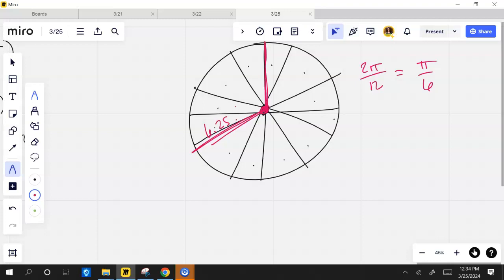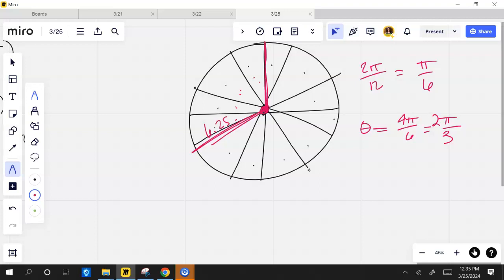So I've got 1, 2, 3, 4 because there's 2 pi in the entire circle. My theta is going to be 1, 2, 3, 4 of those. 4 pi over 6, which is 2 pi over 3. Each one of these is pi over 6, because if you take 2 pi and divide it by all of the sections, that gives me the pi over 6. Okay. All right.